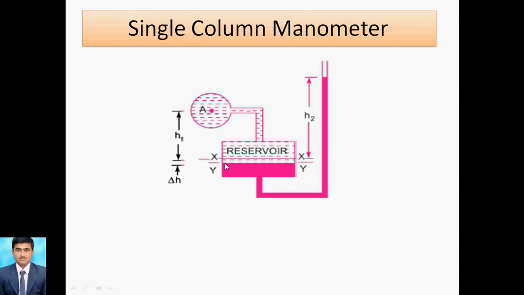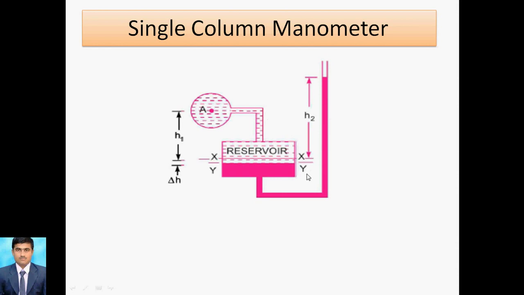For that purpose, we can construct the datum line, that is xx, and from that we can take height h1 for the left limb, and for the right limb we take the height h2. Suppose there is an increase in pressure, so a smallest depression will take place, and the datum xx moves to the datum yy. That is the smallest increment in height, delta h. The height will also be deflected in this heavier fluid because it is pressurized, giving a rise in movement. This is called the single column manometer.